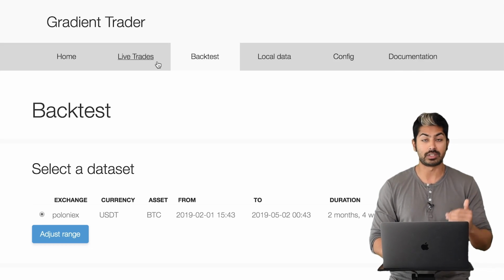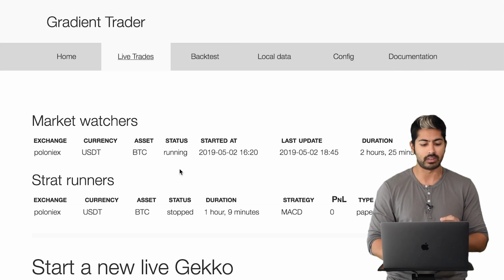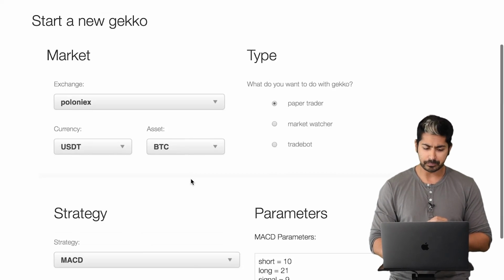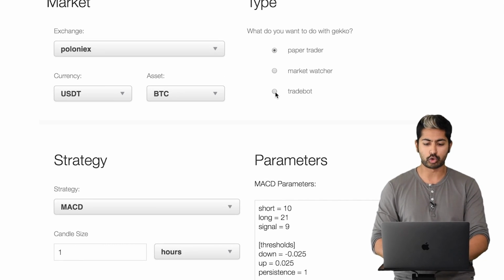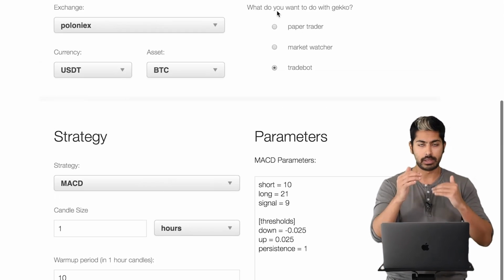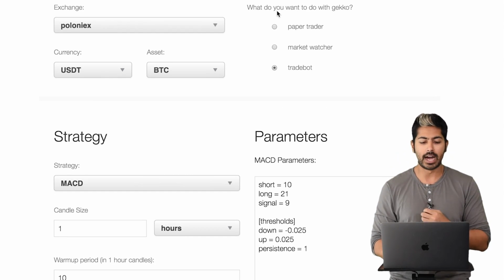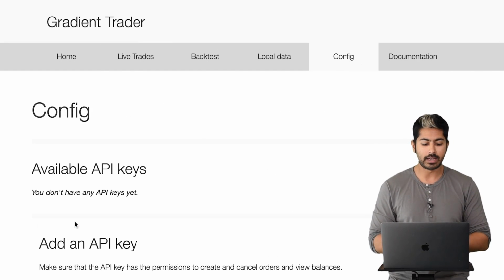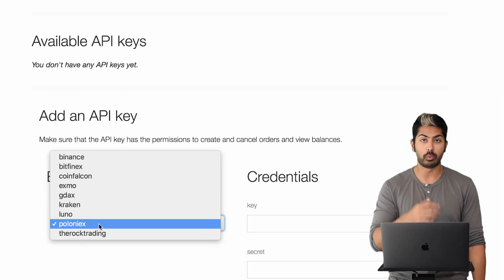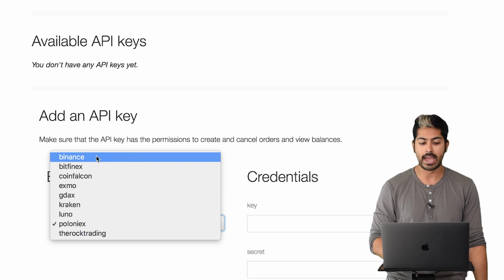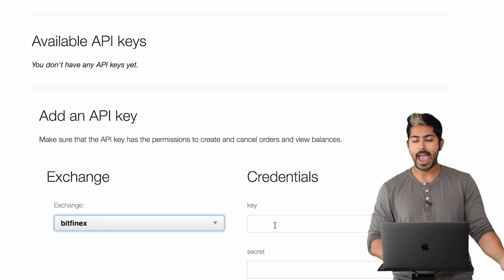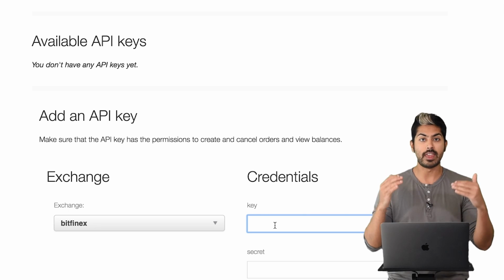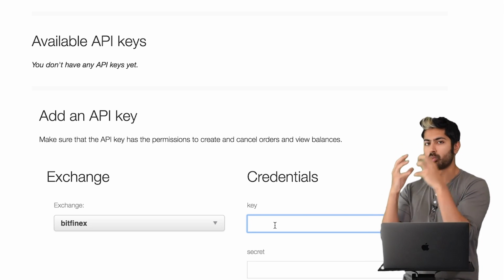We can easily switch to live trades as well. That was backtesting, but for live trades, all we have to do is click on TradeBot, and that's going to actually make trades using the APIs of whatever service we use. All we have to do is go to Config, add an API key, and then choose the exchange we want to make trades on, whether it's Binance or Bitfinex, whatever it is, add our public and private key, and then it's going to literally make trades for us in real time.